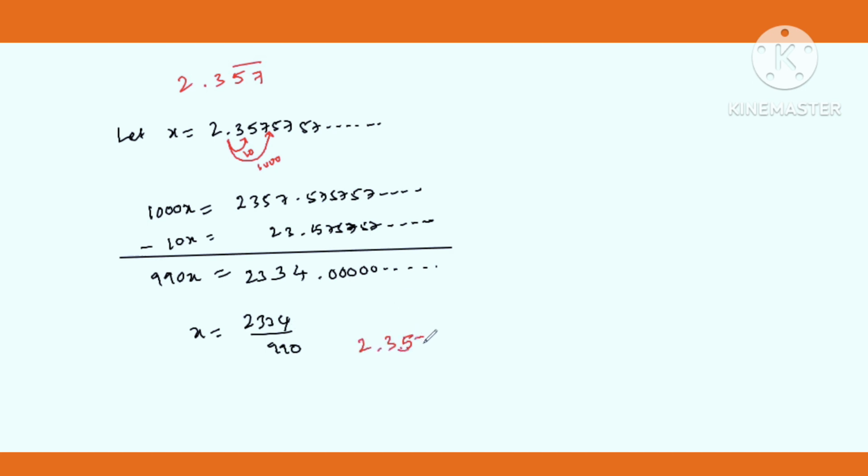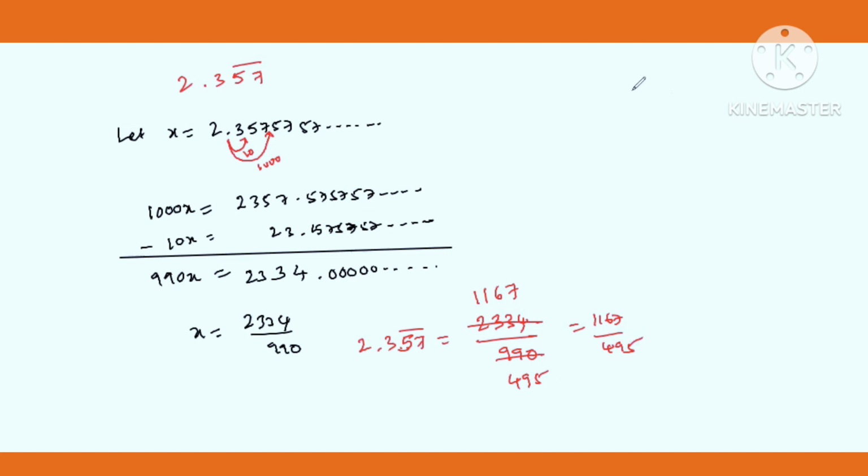2.357 bar is nothing but 2334 by 990. This you can divide with 2. 2 1s are 2, 2 1s are 2, 2 6s are 12, 2 7s are 14, 2 4s are 8, 2 9s are 18, 2 5s are 10. So we get 1167 by 495. Okay, so I think you understood this.